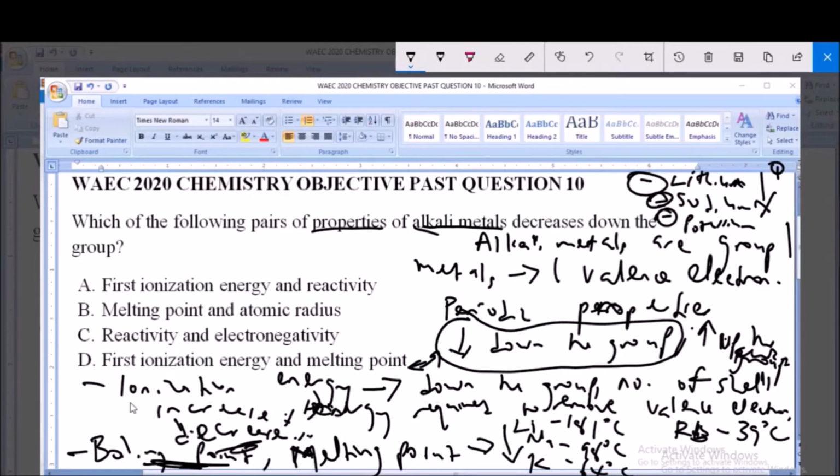So we have listed 3 characteristics, and amongst them you have first ionization energy, and you also have the melting point. So you have those two in option D. First ionization energy and the melting point. So option D is the correct answer to this question, as the properties that decrease down the group.